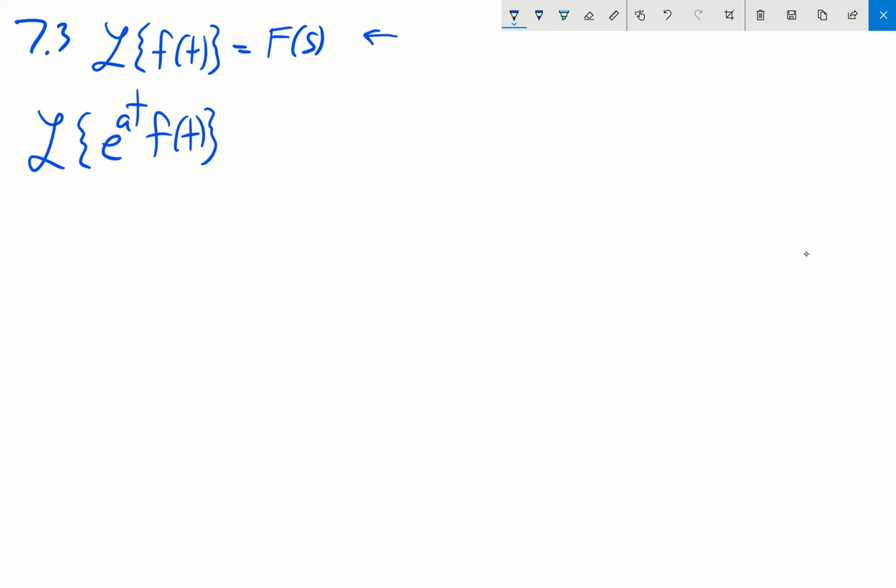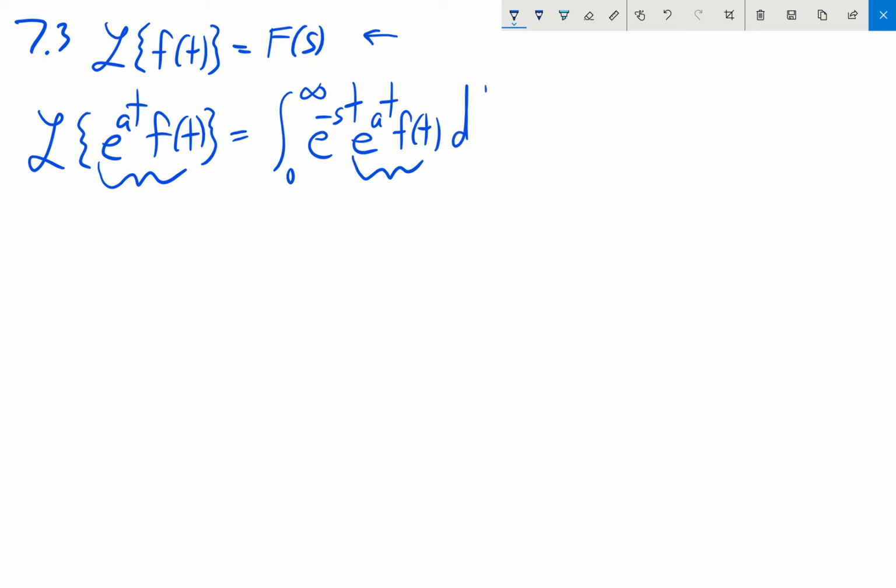Okay. So this is our function. This is going to go inside of our Laplace transform. We know that this is equal to the integral from 0 to infinity of e to the negative st, and then whatever function it is we're trying to transform. This time we're trying to transform e to the at times f of t, which is still just some function of t. The a is obviously a constant, dt.